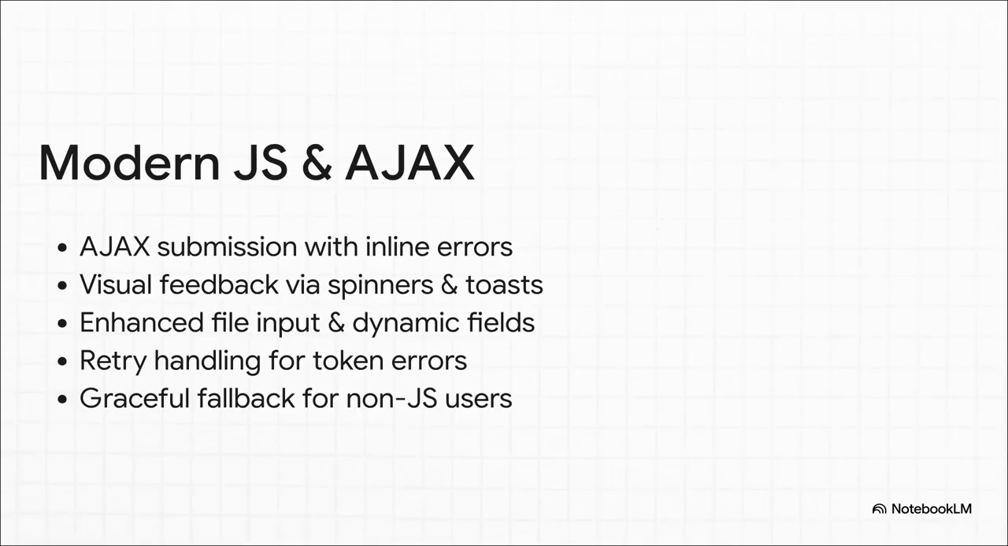Securiane fixes this by using modern AJAX submission with inline error handling. Users get immediate visual feedback with spinners and toasts. It even has retry handling for AJAX token errors. And, crucially for reliability, it maintains a graceful fallback for non-JavaScript users. It's just a completely smooth experience from start to finish.